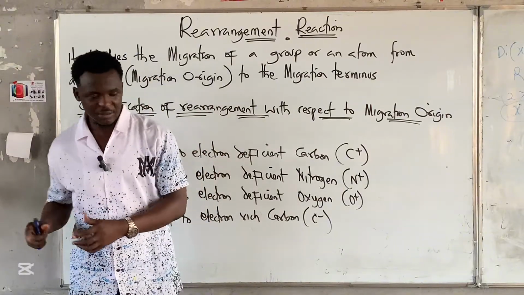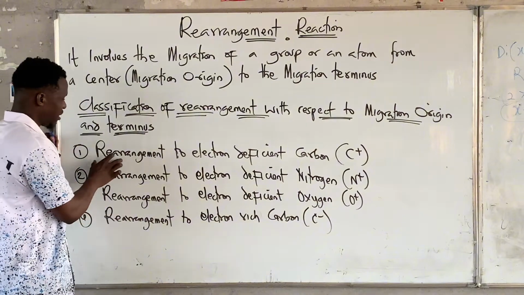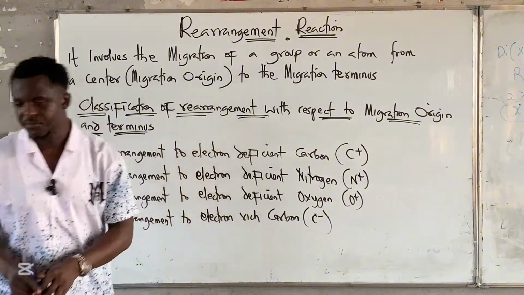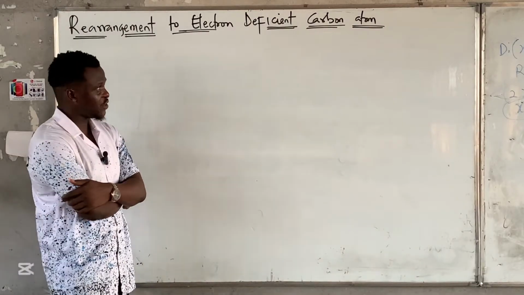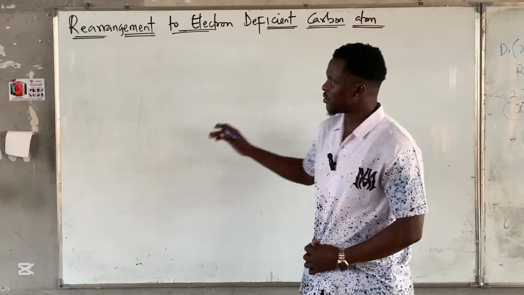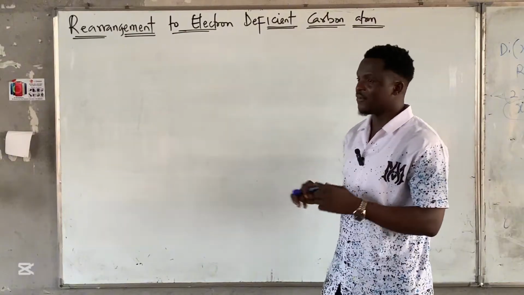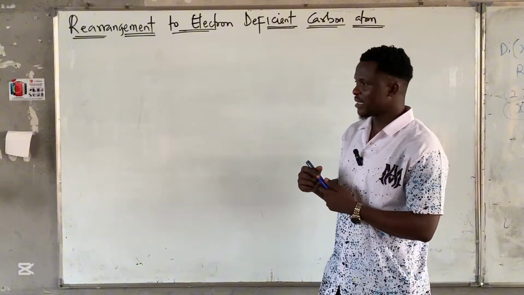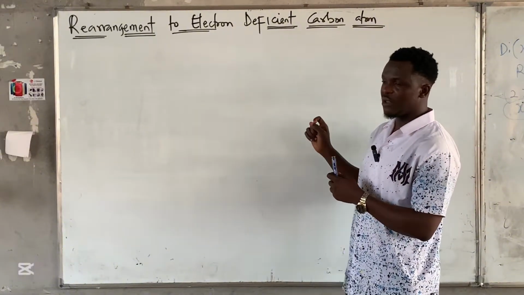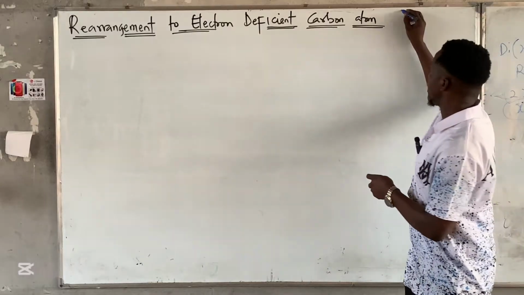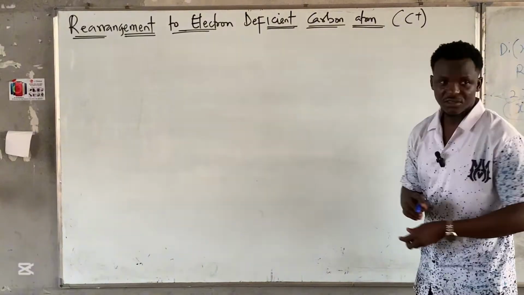So we're going to be looking at the first one, rearrangement to electron deficient carbon atom, all right? So now, under this guy we have several types of rearrangement reaction. Now this is basically a case where the terminus, where the rearrangement is going to end, will have a carbon that has a positive charge, okay?